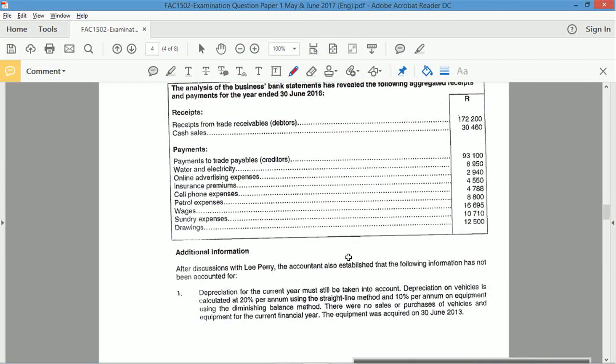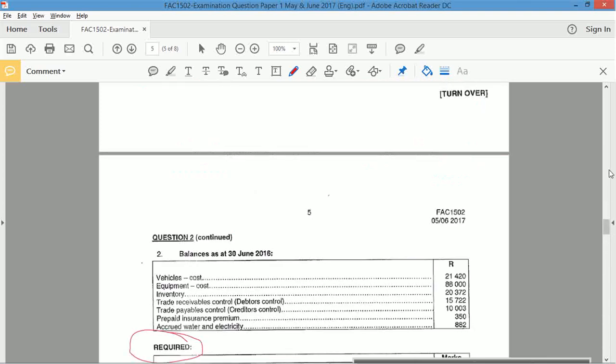Drawings is drawings. Drawings isn't an expense. So where must it go? Statement of changes in equity. Did they ask you for the statement of changes in equity? No, they didn't. So I'm not going to need it. Make sense? Yes. Now you've got all the easy marks. Last bit is just to go through your adjustments.